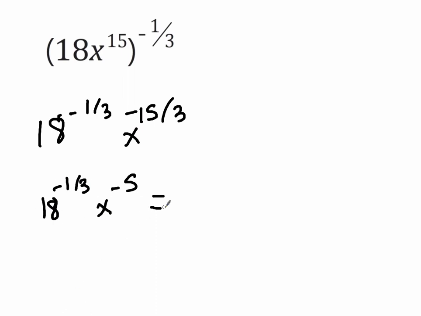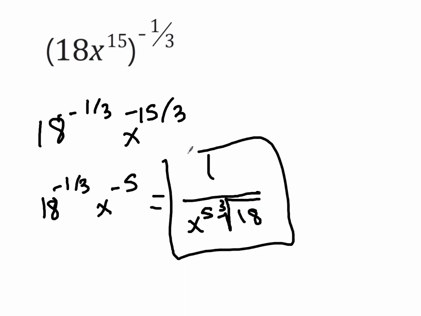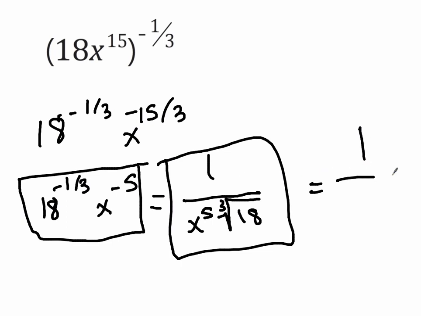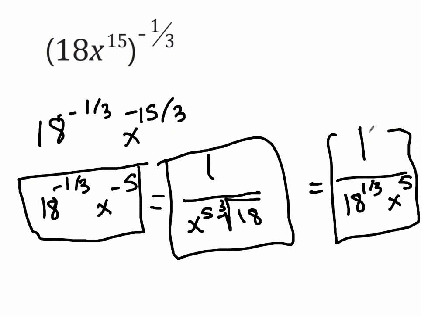I can write it in radical form if I want. I could write this as 1 over x to the 5th times the cube root of 18. Writing it as 1 over turns both of these into positive exponents, and then I wrote 18 in radical form. I could also write this. I could leave it as this. This is fine. But if I wanted the variables to be positive, I could write it as 18 to the 1/3 x to the 5th. These are all equivalent expressions.